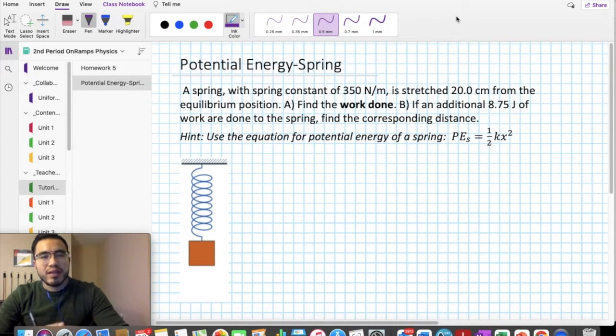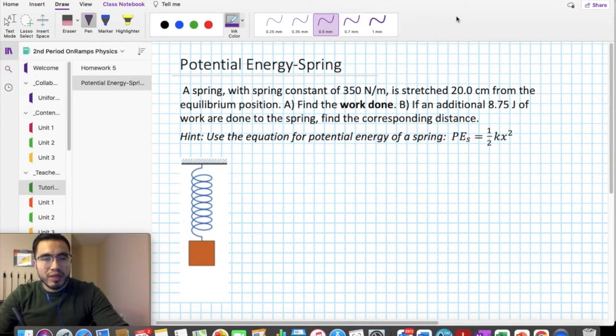It says, a spring with spring constant of 350 newtons per meter is stretched 20 centimeters from the equilibrium position. A. Find the work done. B. If an additional 8.75 joules of work are done to the spring, find the corresponding distance. There's, I think, a few things we have not defined, or maybe you don't know what they mean, but don't worry, we're going to do just that.